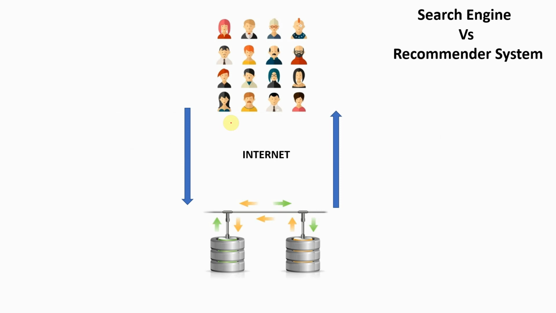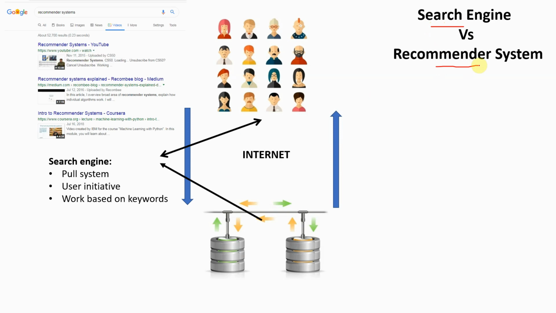In our day-to-day life, we use the internet for several purposes. The internet has a large volume of data. Search engines and recommender systems are used to extract data from the internet database. Even though both extract data from the huge database, the working principles behind search engines and recommender systems are very different. Search engines are generally user-initiated and work based on keywords.